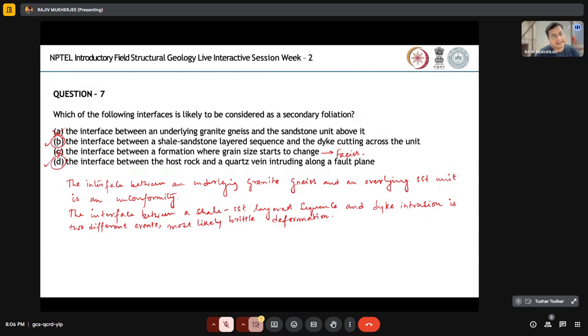So in this case, question 7 does not appear to have a very clear cut answer, but rather we get a sense of which are much closer to the question that has been asked, that is what can be considered as a foliation, secondary foliation apart from the primary bedding planes.